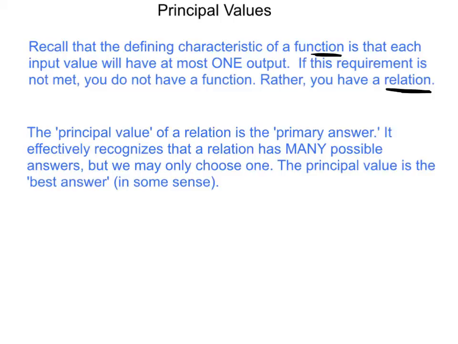When someone asks you for the principal value of a relation, they're basically asking you for what the primary answer is. Principal values recognize, hey, I've got a quote-unquote function here that has many answers, but I want you to only choose one. So the principal value is the mathematical way of saying, okay, fine, you've got multiple answers. What's the best answer that you have?